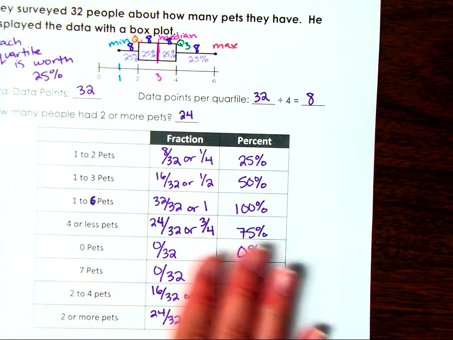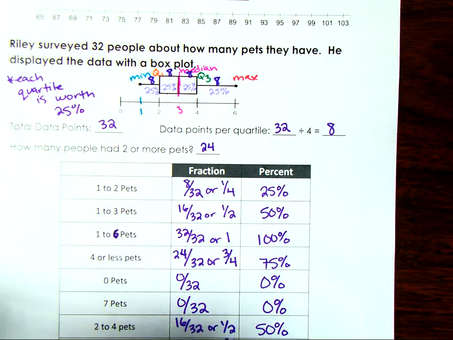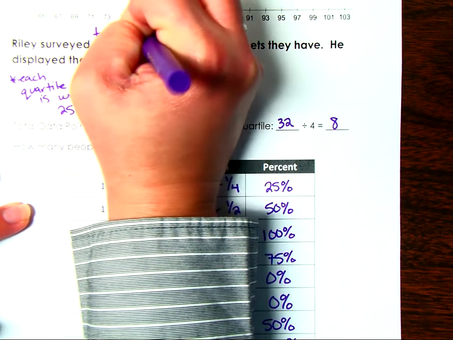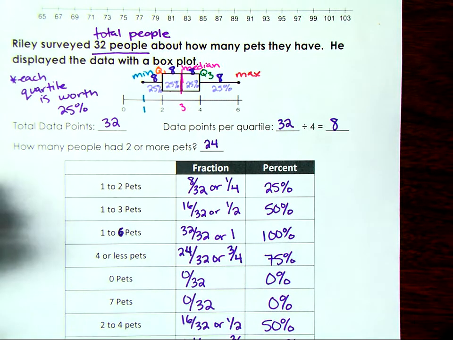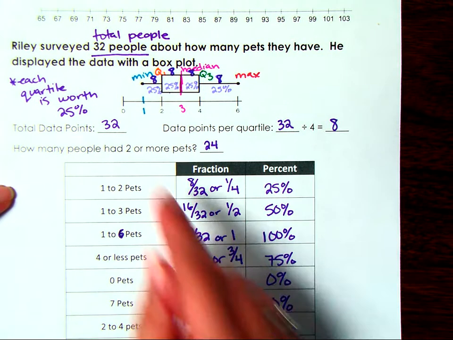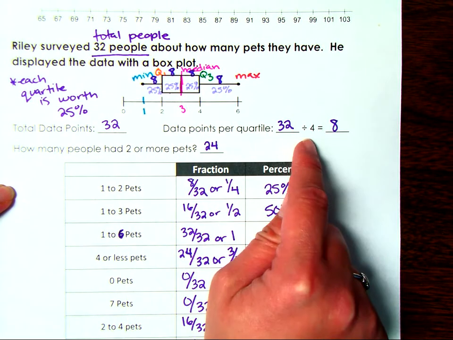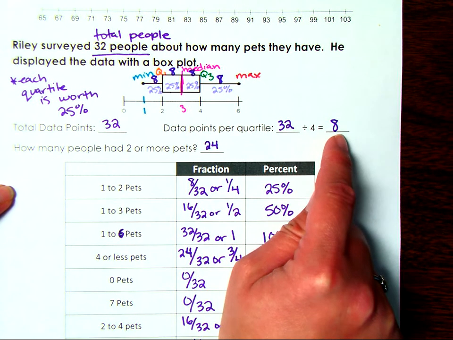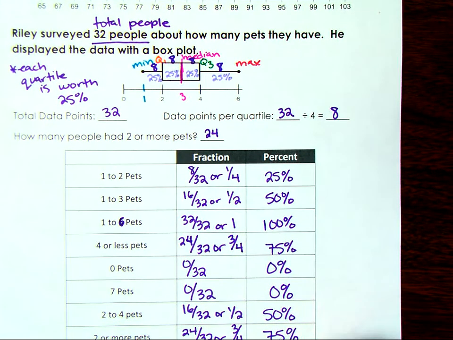Okay? So when we're interpreting these box plots, it's really important for you guys to make sure that you know how much each section is. So what you're going to do is however many people that were surveyed right here, that's our total people. And even though we don't have all 32 numbers of how many people had how many pets, we know that in each quartile, we're going to divide by 4 because that's how many quartiles there were, 4 equal sections. So this is how many people would be in each group, okay? That way we can answer the questions just like this.